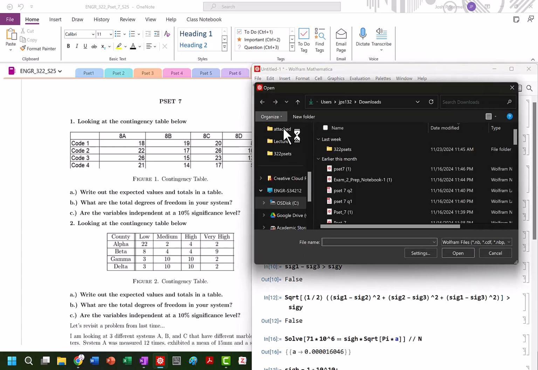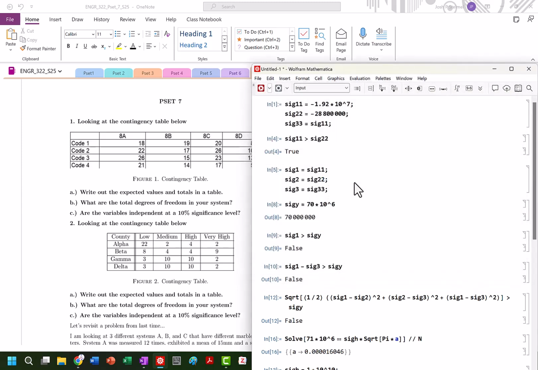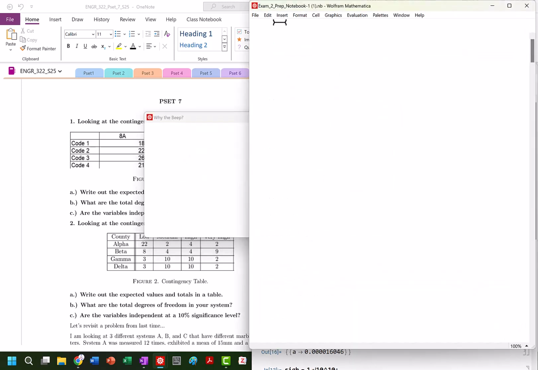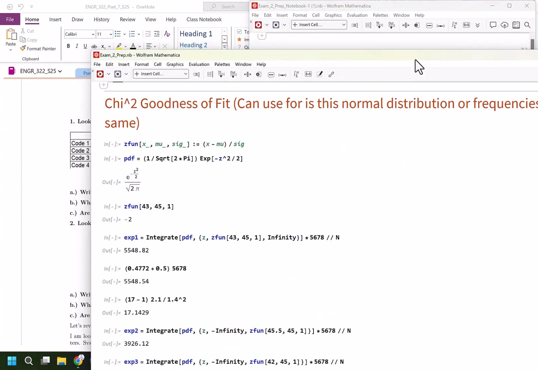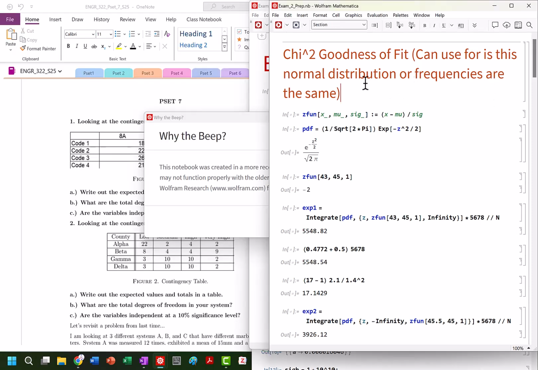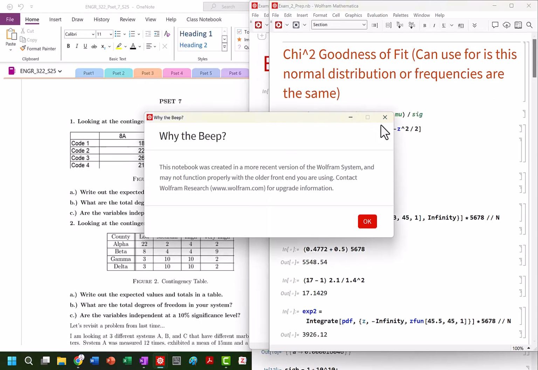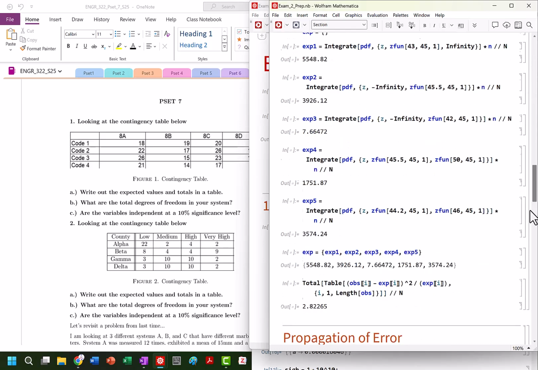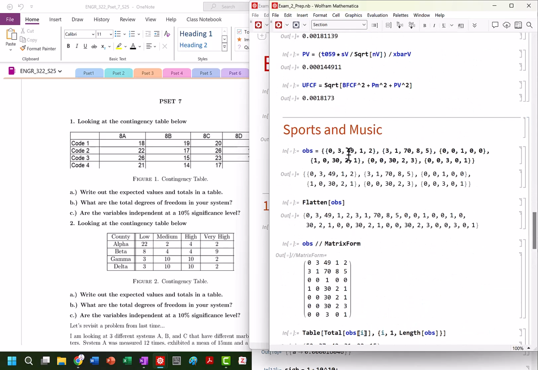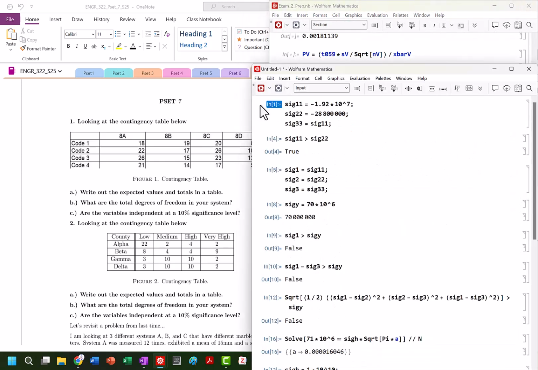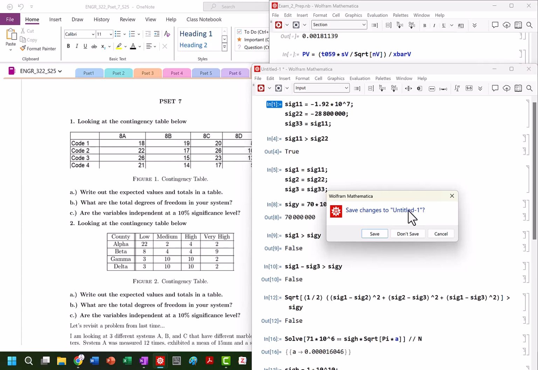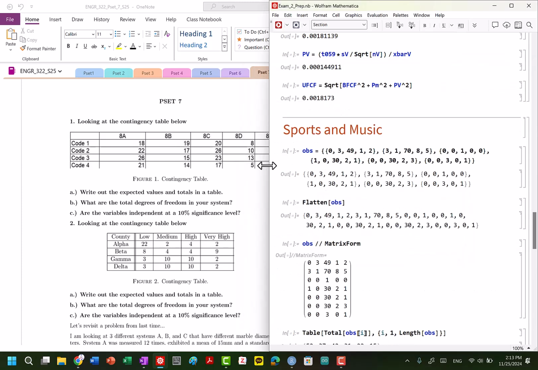So I'm going to open up, you should have an exam 2 prep notebook. Yes, it is for materials. Maybe this one, maybe exam 2 prep. Here we go. So let's get our expected table, and then let's go down here. I'm going to close this, and I'm also going to close this. Don't save.